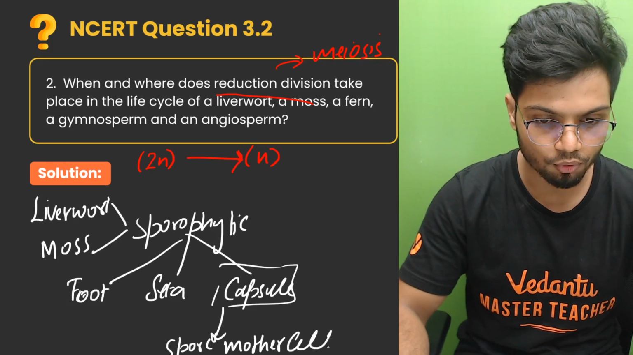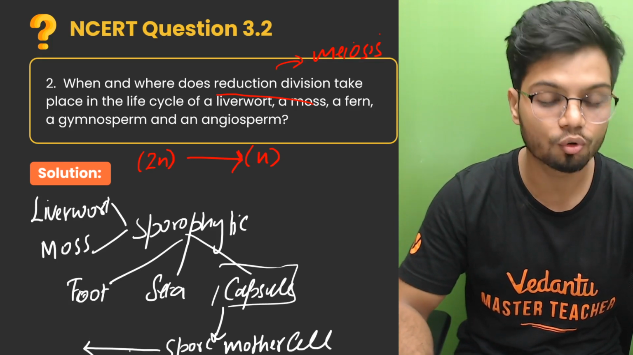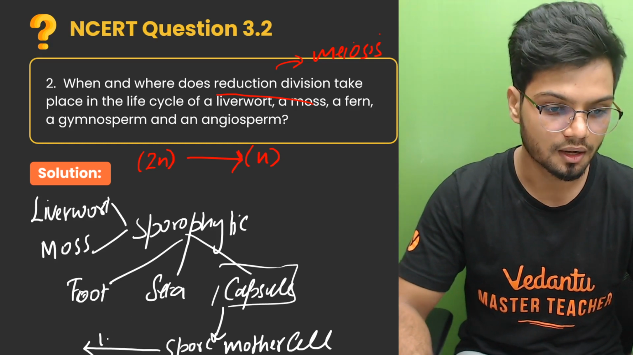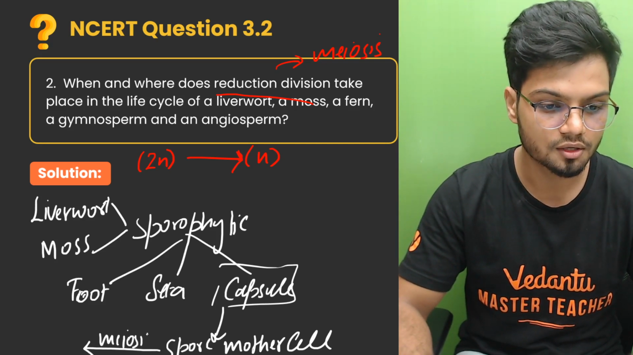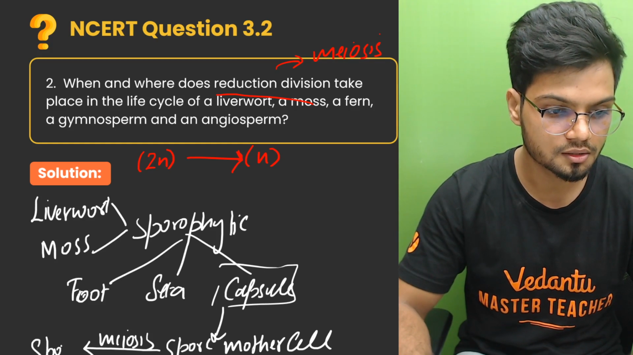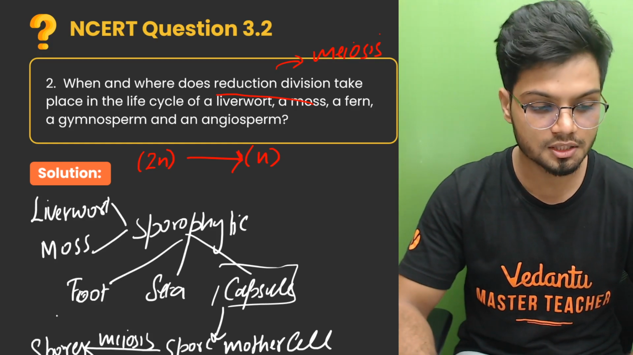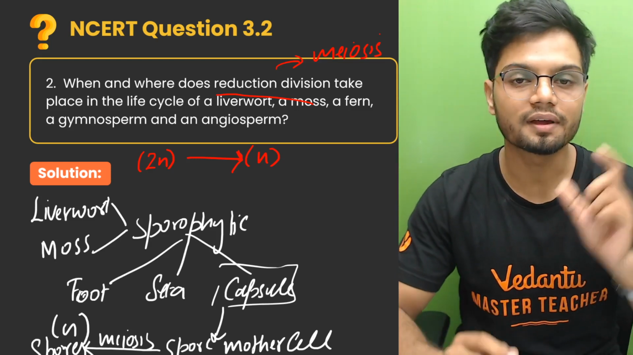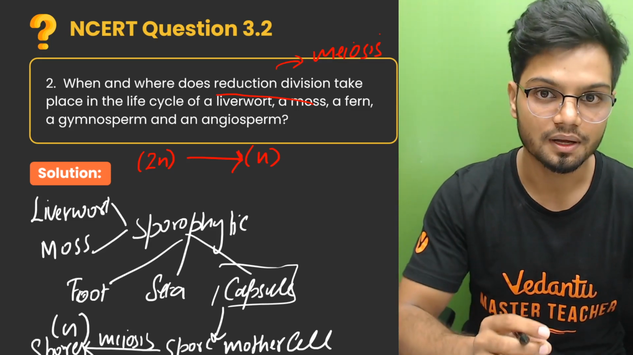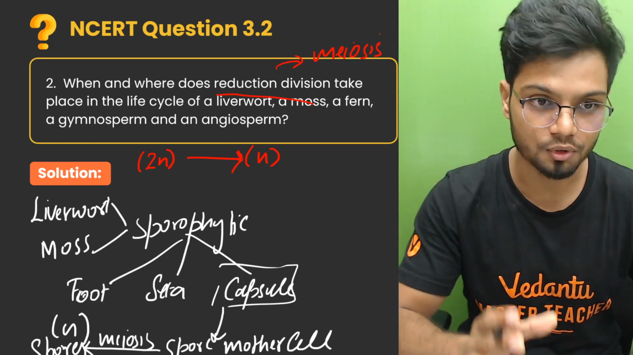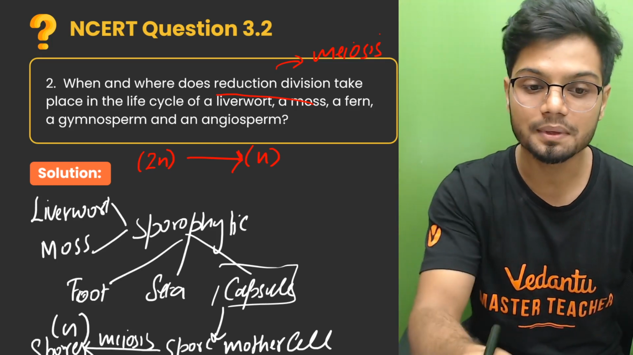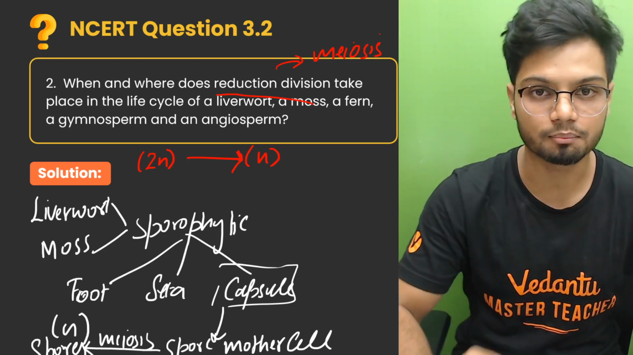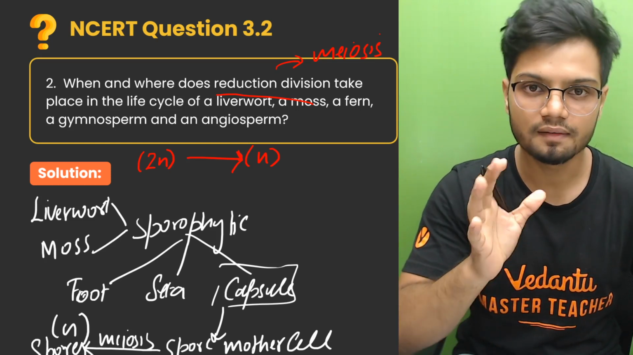Now this spore mother cell will undergo meiosis to produce the spores, and these spores are haploid. So from diploid to haploid. When does it happen? It happens during the production of spores. And where does it happen? It happens in the capsule of the sporophytic plant body. Clear? That is when and where it happens.